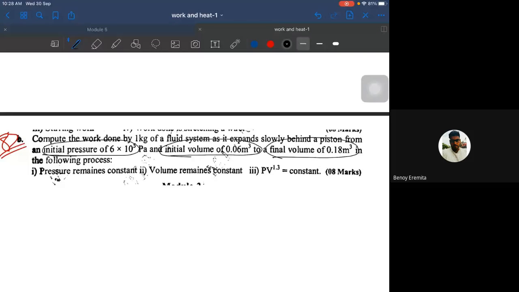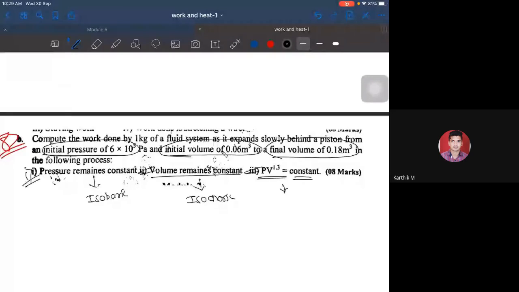So he has given 3 different processes. Number 1, the pressure remains constant. Which process is it? Isobaric. Second, the volume remains constant. Isochoric. And the third, PV to the power of 1.3 equals constant. So it is polytropic. You need to calculate the work done for each of these.